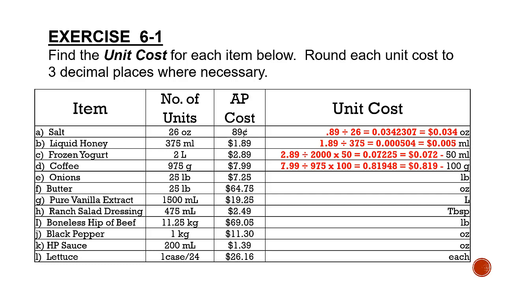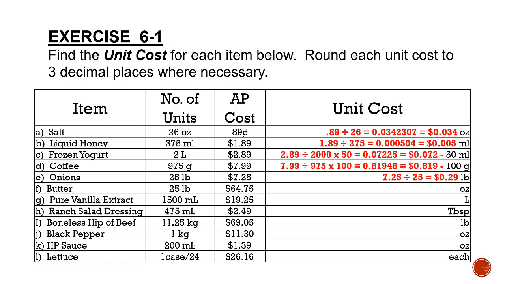Down to onions, 25 pounds, we paid $7.25. We're looking for the cost of 1 pound, so we're going to take what we paid, $7.25, divide it by the amount of pounds we got for that, and that gives us 29 cents per pound.